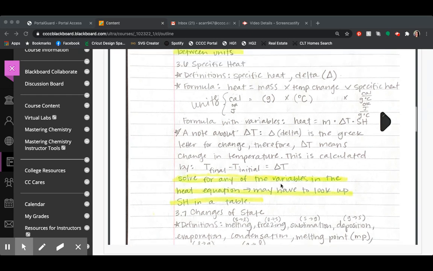But solve for any of these variables in the heat equation; you might have to look up specific heat in a table. And one other thing I wanted to point out, the outline in Blackboard lists the formula as Q equals M, I think C delta T. C is the variable used for specific heat, but your book doesn't use that. So I just wanted to be consistent with the book because that's the information that you have. So my notes match the book, but you will also see it written other ways.